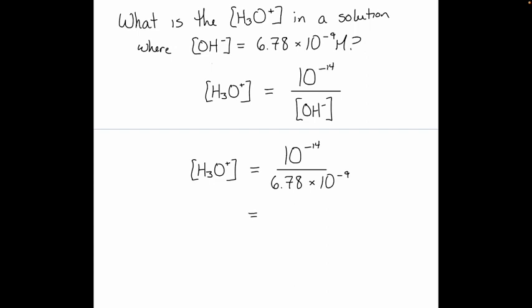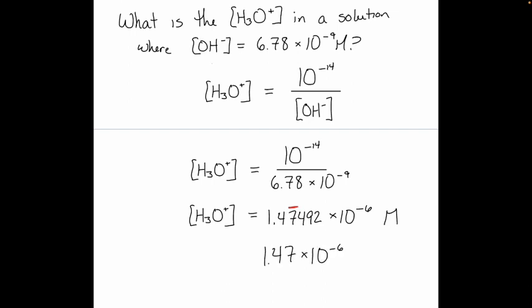All right, if I punch that into my calculator, I get 1.4749 something something times 10 to the negative 6. What would my units be on this value? Talking about concentration, what are our concentration units? That big M, molarity. And then how many sig figs should I have in this answer? I'm going to round it off to 3, so 1.47 times 10 to the negative 6 molar.